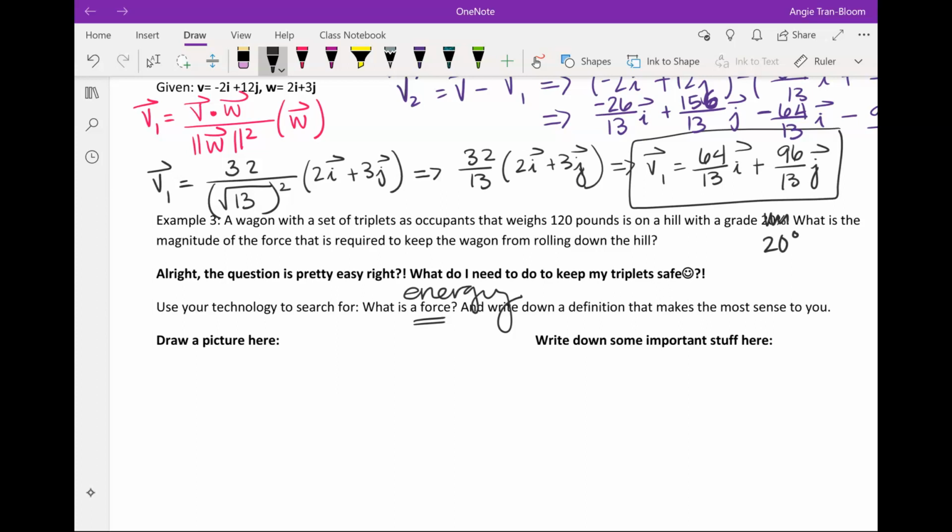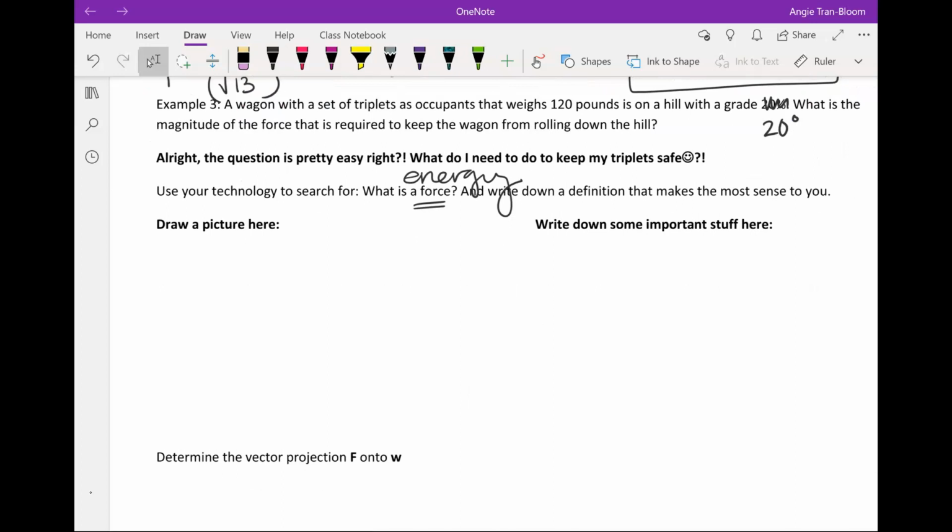All right. Who already studied this in physics? Okay. Find the force, right? So here's the math behind your physics. Draw a picture. Yes, we will. We will have a hill, not totally drawn to scale whatsoever. How steep is this hill? 20 degrees. Perfect.